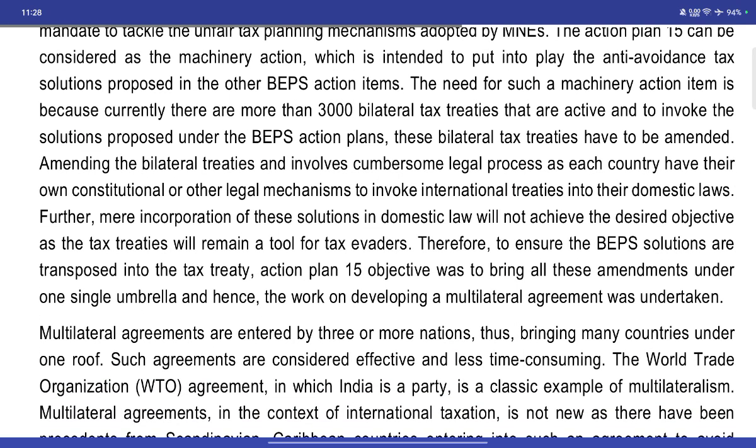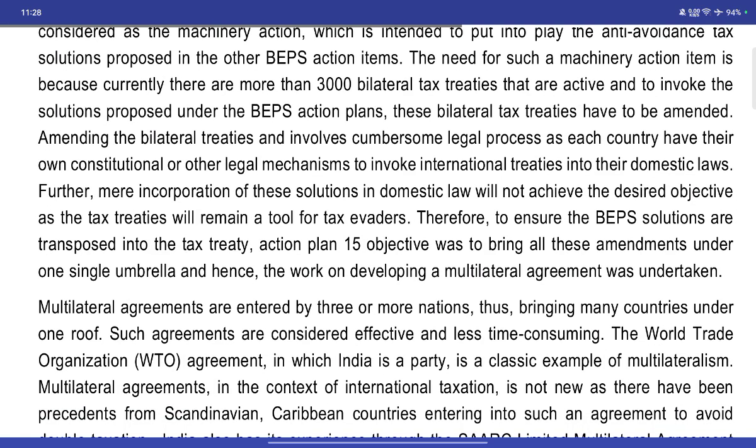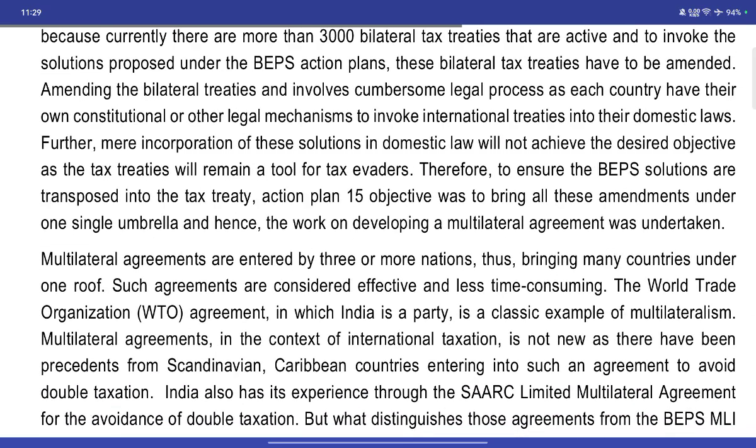Amending the bilateral tax treaties involves a cumbersome legal process. Each country has its own constitution or legal mechanism to incorporate international treaties into domestic laws. Further, merely incorporating the solutions into domestic laws will not achieve the desired objective of the tax treaties against the remaining tools of tax evaders. Therefore, they ensure the BEPS solutions are transparently brought into the tax treaties.